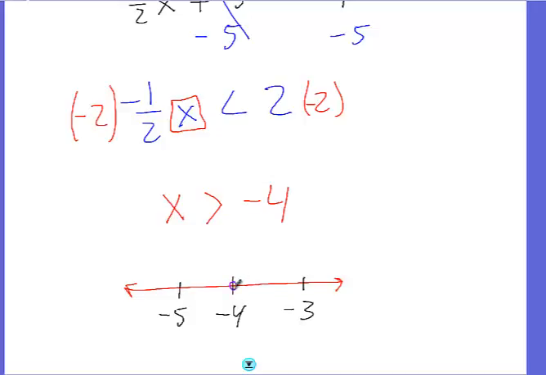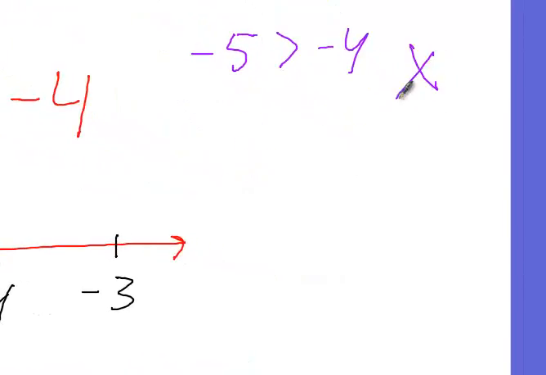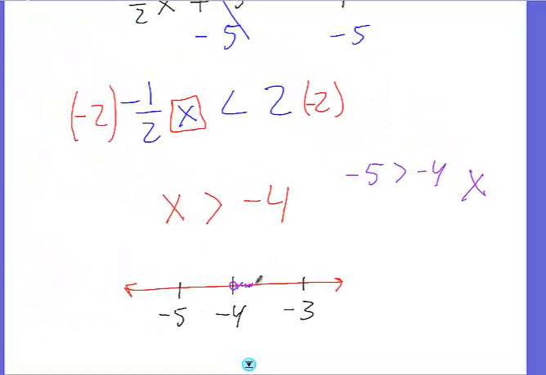Since x can't equal negative 4, we must put an open circle on negative 4. And what number is greater than negative 4? Let's see. Is negative 5 greater than negative 4? No, that's false. I would rather be $4 poor than $5 poor. So since negative 5 is on the left side, but that's a false statement, we must shade to the opposite side. Or you could have seen right off the bat that negative 3 is greater than negative 4 because on the number line it's to the right.